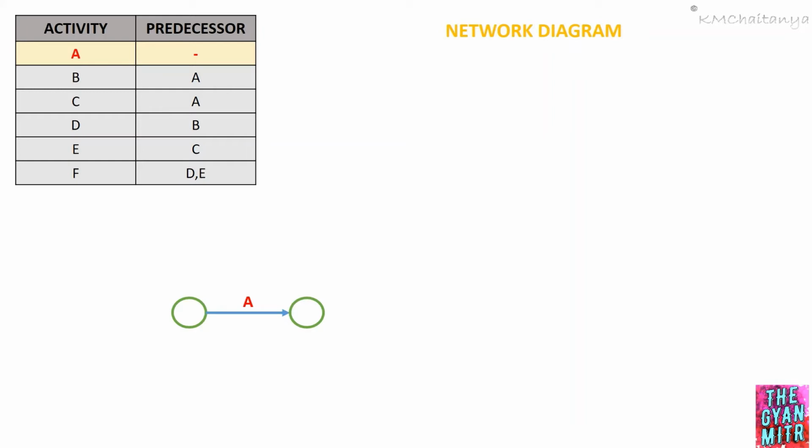Now let's move on to activities. From the table we can see for activity B and activity C, A is the predecessor. That means after completion of activity A, both activity B and activity C are going to begin. Now we'll see how to draw activity B and activity C.